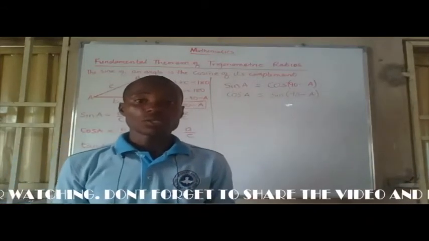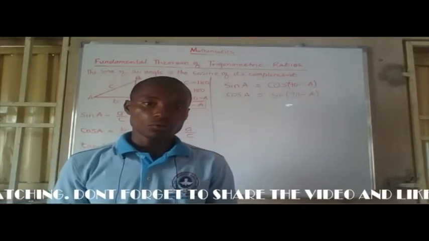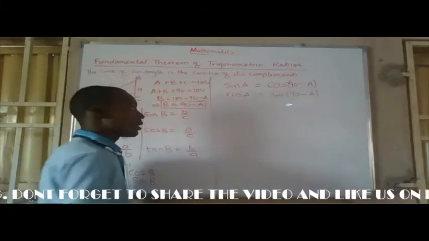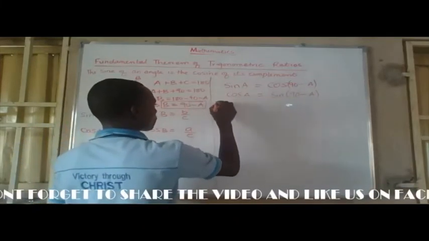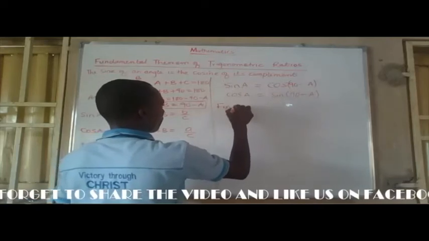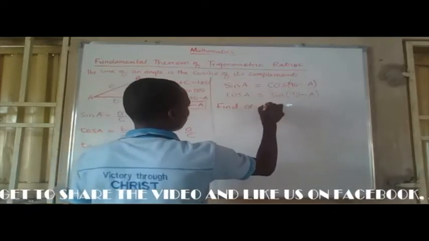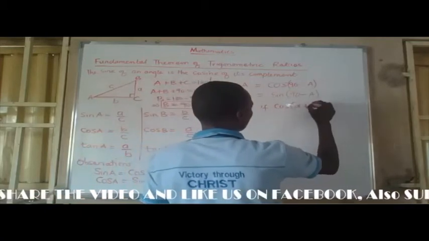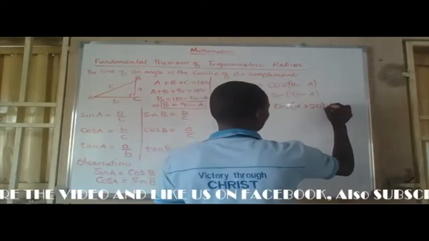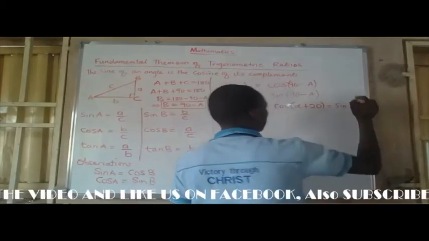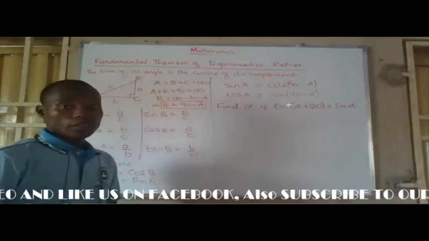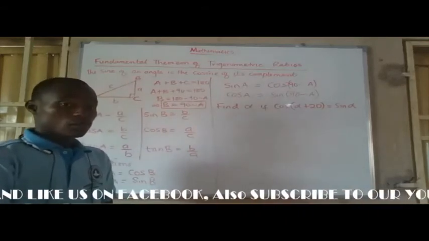And we utilize this theorem in trying to solve problems. Let's see an example where this theorem can help us. Find alpha if cos of alpha plus 20 is equal to sine alpha. We have to find alpha if cos of alpha plus 20 is equal to sine alpha.